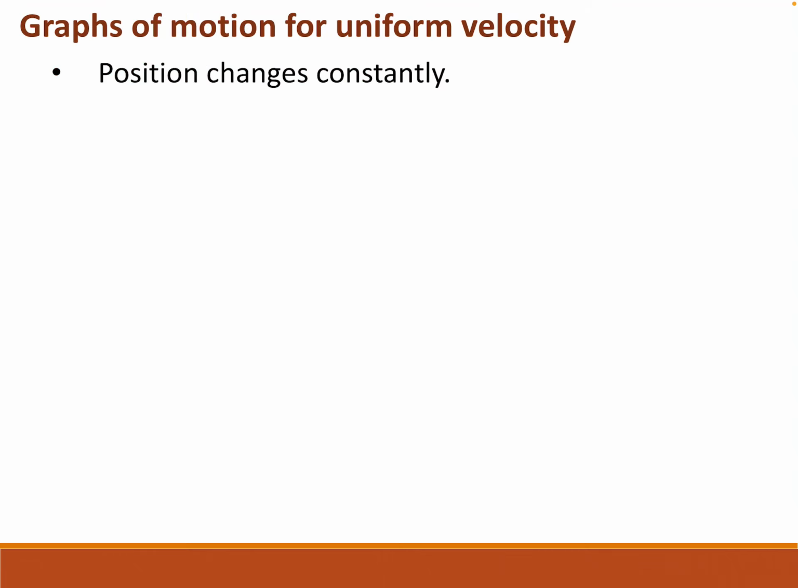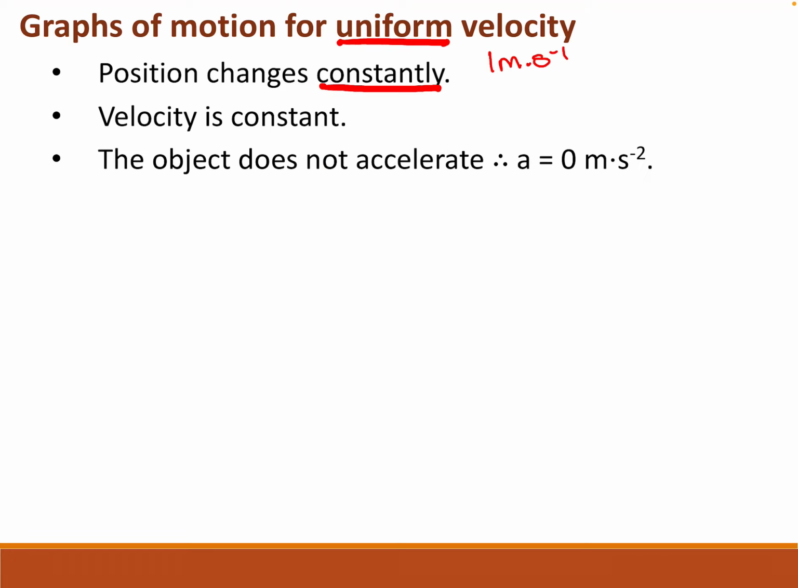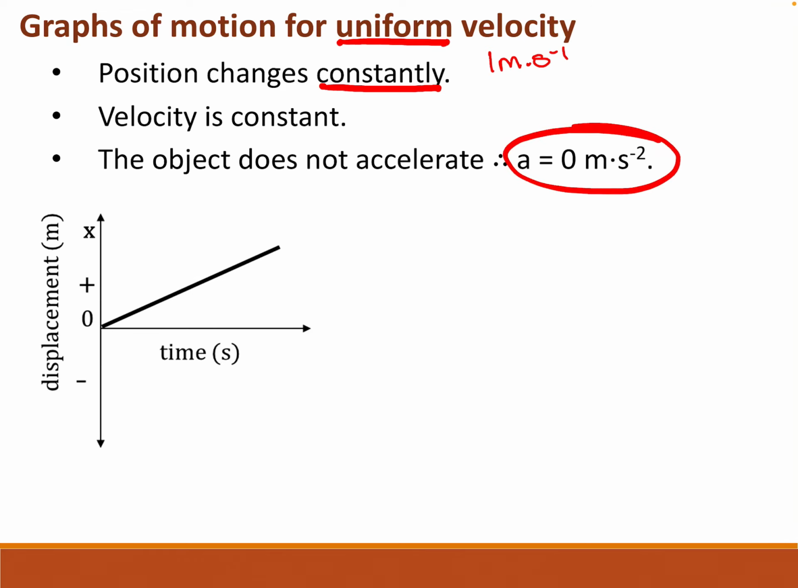So, if we have uniform velocity, uniform means constant. The position changes constantly, but it changes at a constant rate. So if I say the velocity is 1 meter per second, that means every second for the whole motion, this object's going to move 1 meter at a time. The object does not accelerate. Acceleration is 0. That's why the velocity is constant, okay?